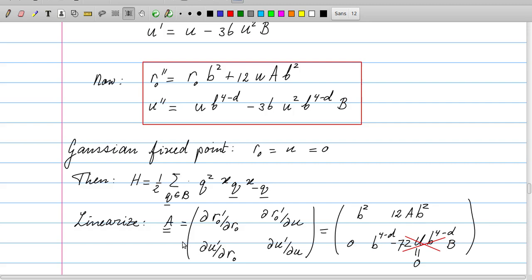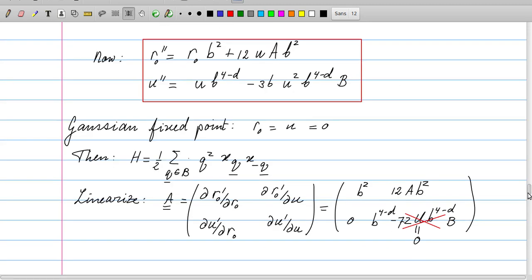So first of all we have this term here, the r primed 0 over dr0, that arises from this one, which gives us a b squared. Then there is a dr0 primed over du, that's this term, which gives 12a times b squared. Here there is a 0 because there's no dependence of u primed on the r0. And the remaining terms give us this, but obviously we need to take the derivative at the fixed point where u is 0, so this second term doesn't play a role. So we have an upper triangular matrix, and we need to find the eigenvalues.